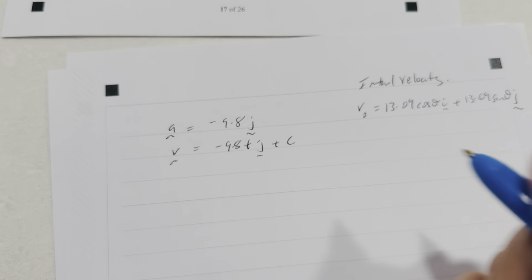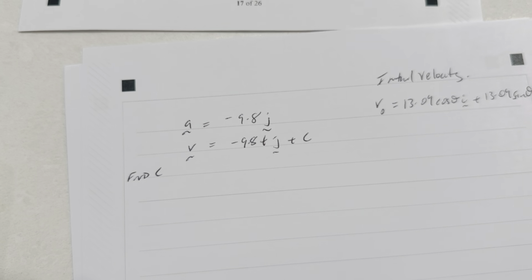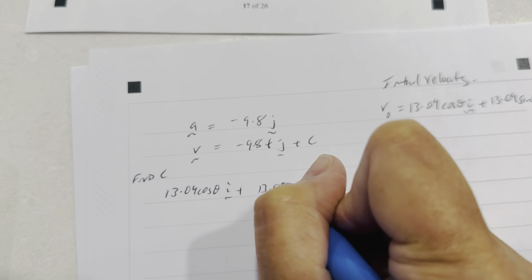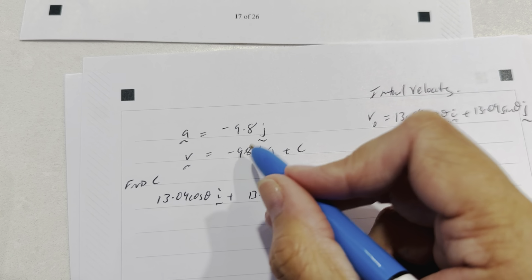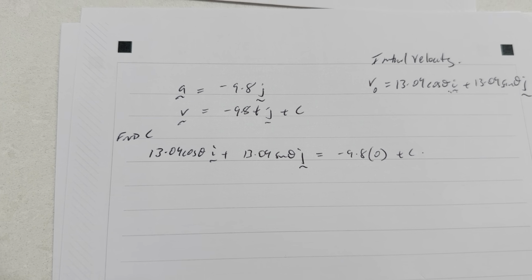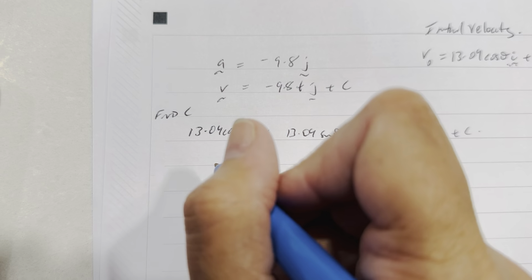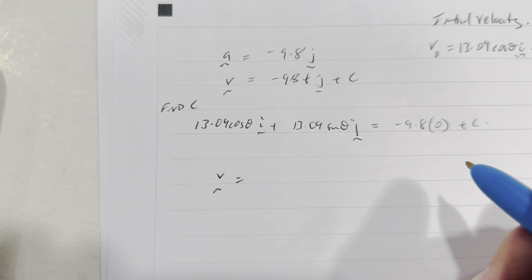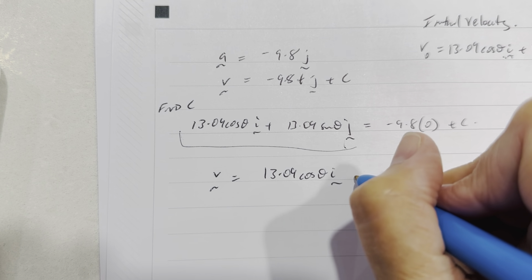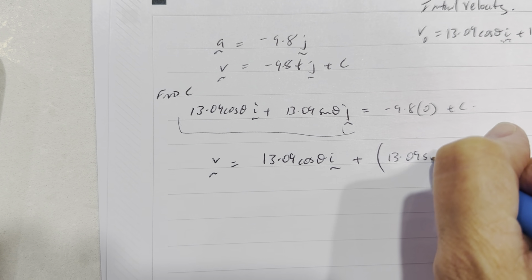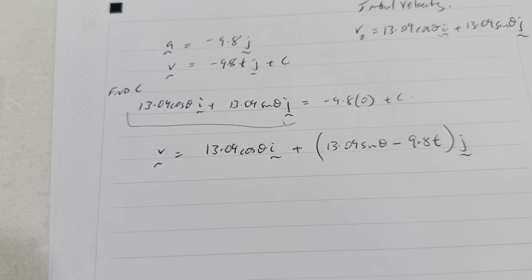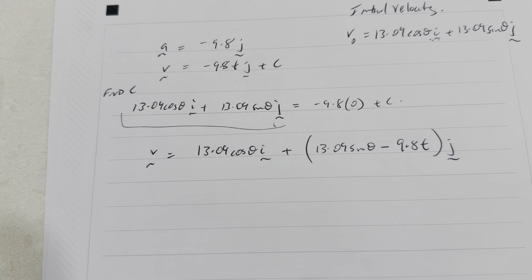All right, so we've got to find C. At t equals 0, 13.09 cos theta i plus 13.09 sin theta j equals, well, that's C. You can show the working. I think you've probably done enough projectile motions that you automatically run through this, don't you? So v equals, adding that in as my C, 13.09 cos theta i plus (13.09 sin theta minus 9.8t) j. So I'm getting onto my projectile motion, working my way through.